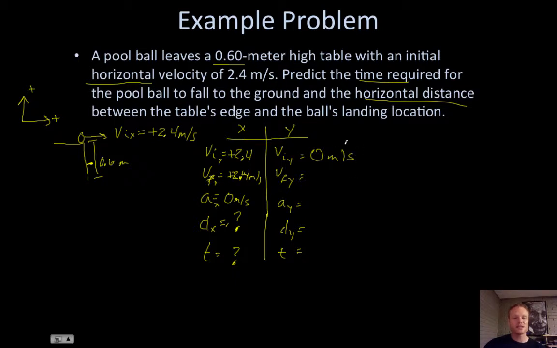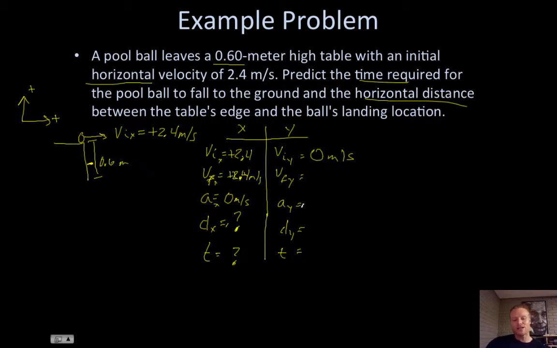And this is one of those things where in these types of problems, you have to not be afraid to say, this is 0. Okay, 0 is okay. You certainly can use that number. So don't be afraid to use it. The v final in the y direction, we don't know, but I don't think the question's asking for the final velocity of the ball as it hits the ground. So I'm just going to leave that with nothing for right now.